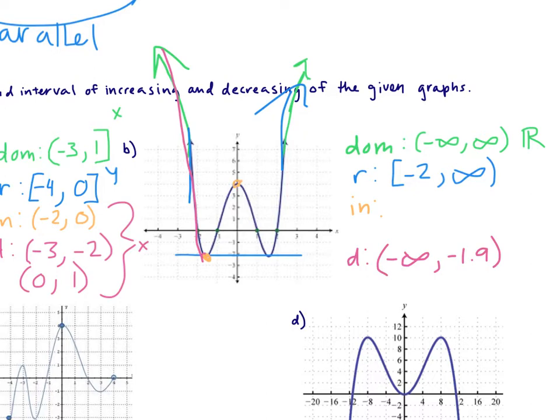So our first interval for increasing is going to be negative 1.9 to 0. Then we go back to decreasing from 0 to positive 1.9. And then we go from positive 1.9 to infinity.